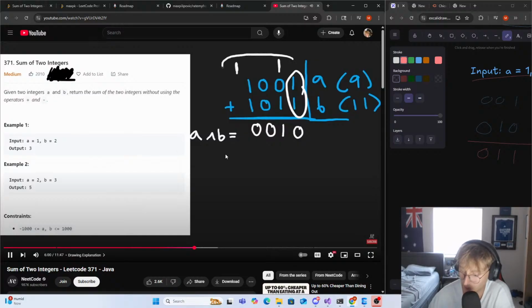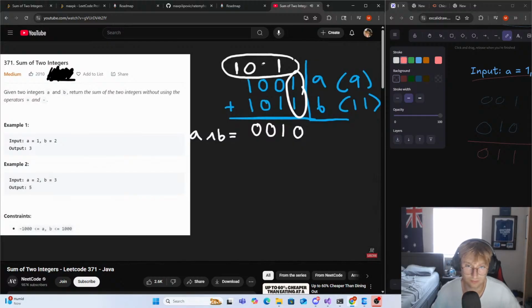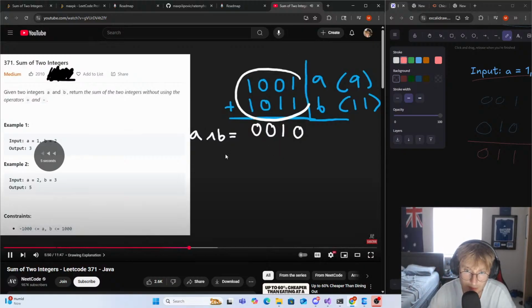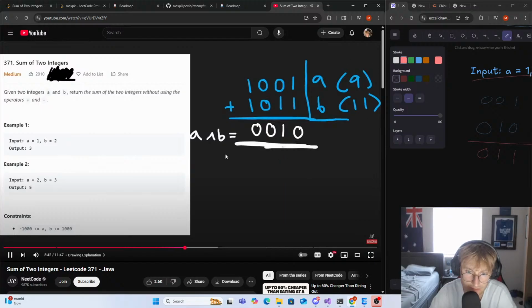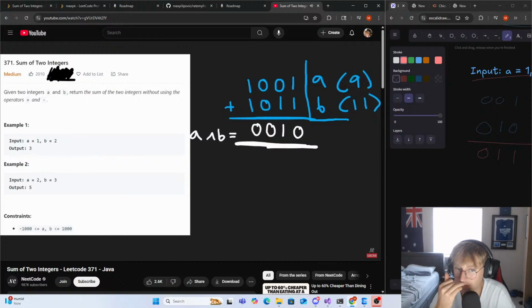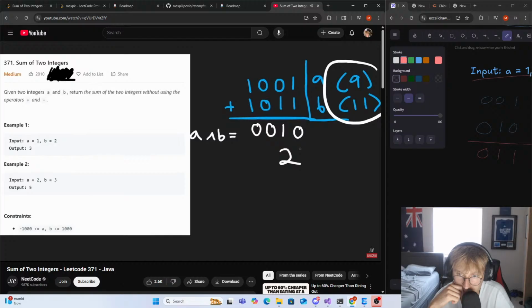So what we want to do is take this new integer, which is going to look like this, and then add that with the result of A XOR B. In this case, we have a 0 in the output. But what integer is this? This is just the integer 2. But obviously 9 plus 11 is not 2.